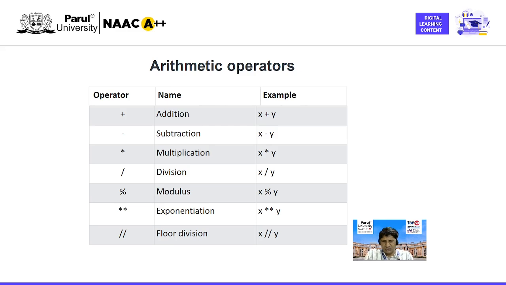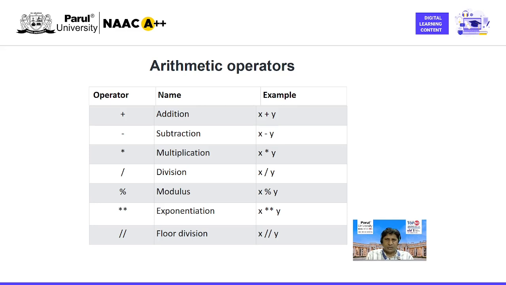But some new operators are introduced in Python, like the modulus operator, exponential operation, and float division. What do you think and what do you know about the modulus operator? Can anyone tell me, when we perform division, how many answers are there? When we perform division, you know very well there are two answers: one is the quotient and another is the remainder.